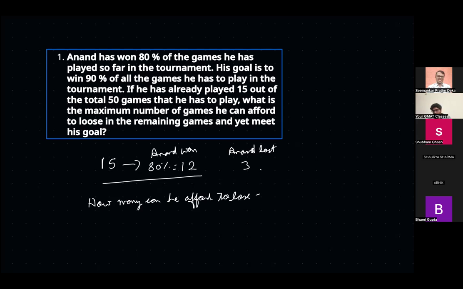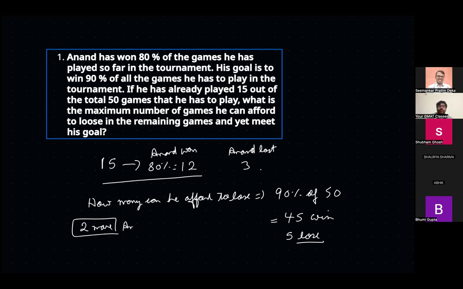That is 90% of 50, that is 45. So he has to win 45. That means 5 he can afford to lose. So he can afford to lose 2 more. And that will be the answer. Is this clear to everyone, class? Yes or no? Yes? Perfect.